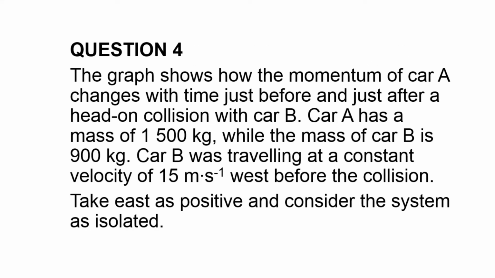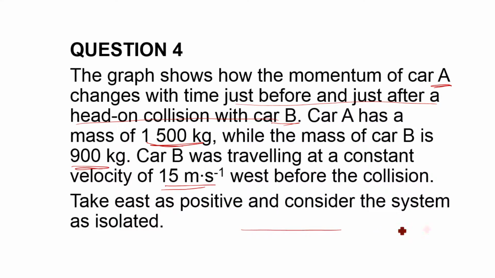Question number 4. The graph shows how the momentum of a car A changes with time just before and just after the head-on collision with car B. Car A has a mass of 1,500, the mass of car B is 900. Car B was traveling at a constant velocity of 15 meters per second west.